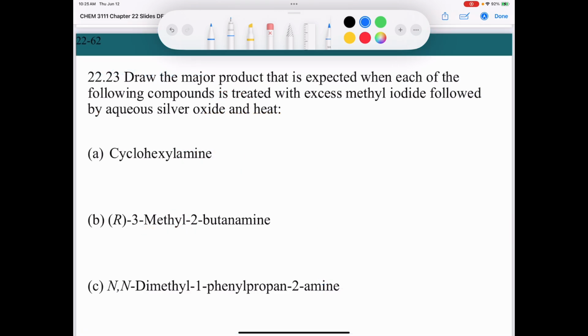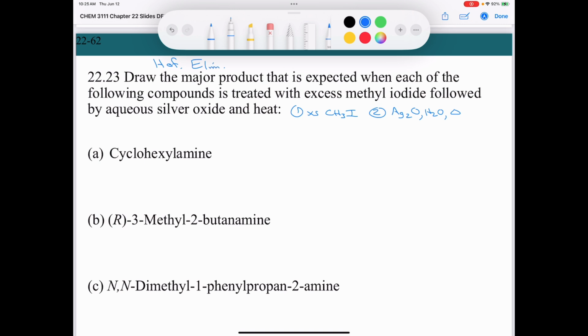Draw the major product that's expected when each of the following compounds is treated with excess methyl iodide. So that means step 1 is going to be excess methyl iodide, followed by aqueous silver oxide and heat. So we'll just put silver oxide, water, and heat. This is going to be a Hofmann elimination, right? So we're talking about Hofmann elimination here. All right, so let's take a look.